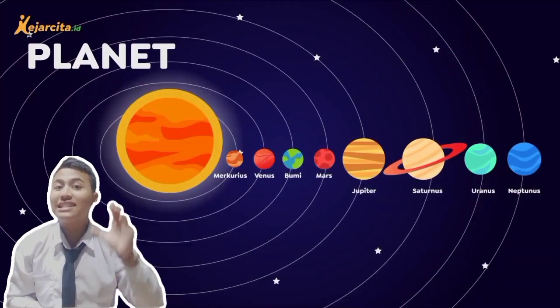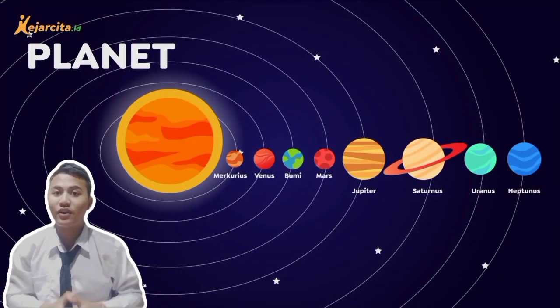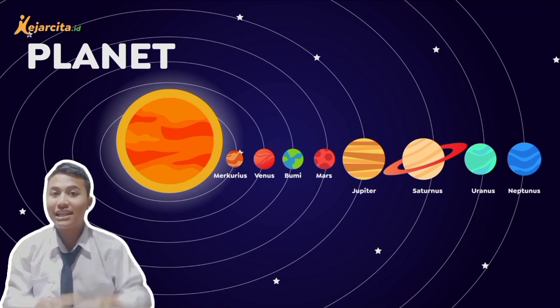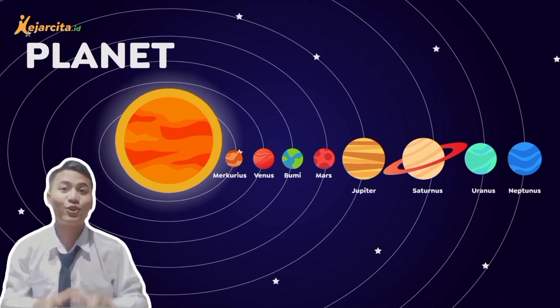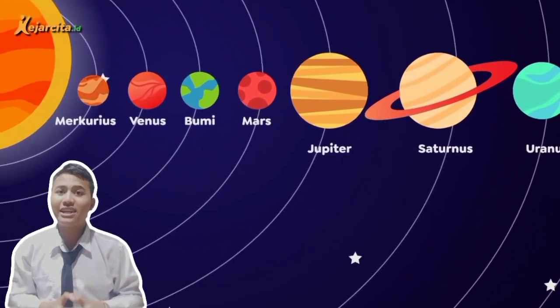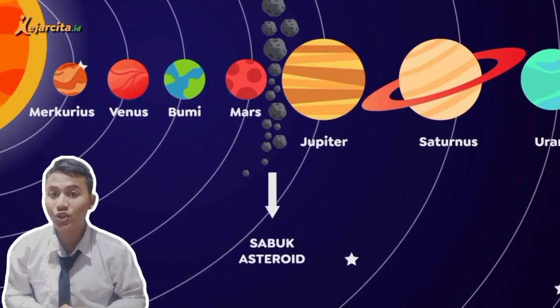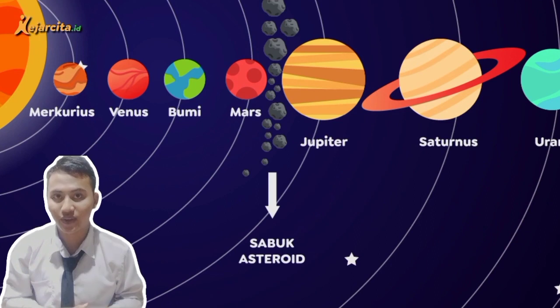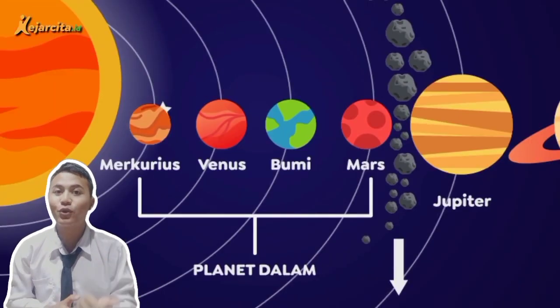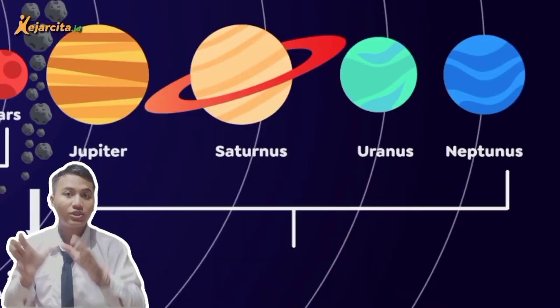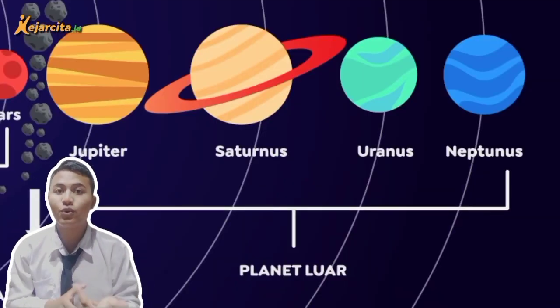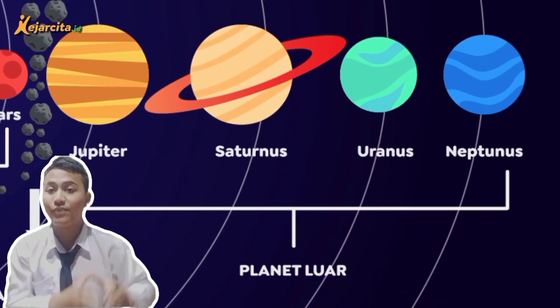For the next, another object that moves around the sun is a planet. The planets in the solar system are divided into two kinds, the inner planets and also the outer planets. The inner and outer planets are bounded by the asteroid belt between Mars and Jupiter. The inner planets consist of Mercury, Venus, Earth, and Mars, which are close to the Sun, while the outer planets consist of Jupiter, Saturn, Uranus, and Neptune, which are far from the Sun.